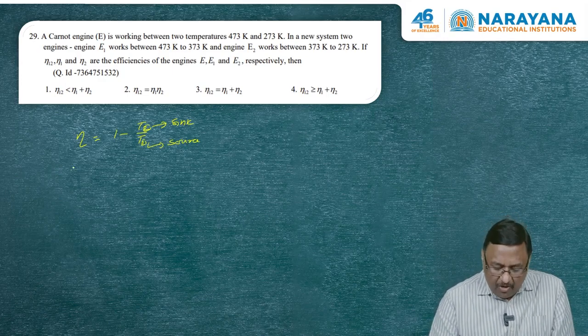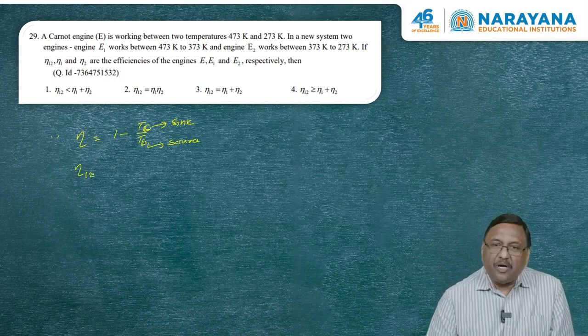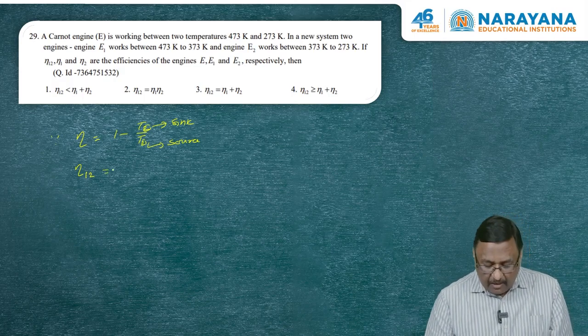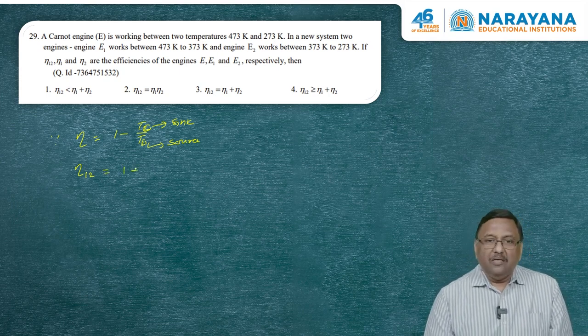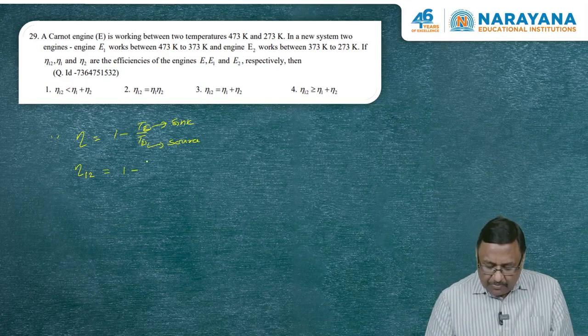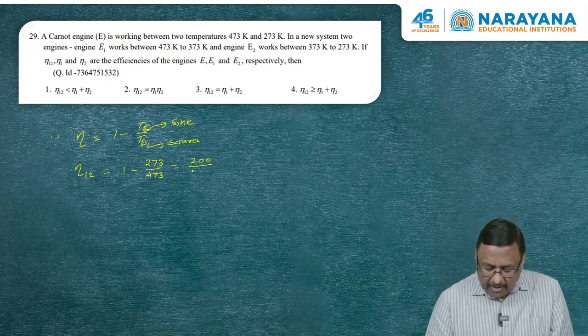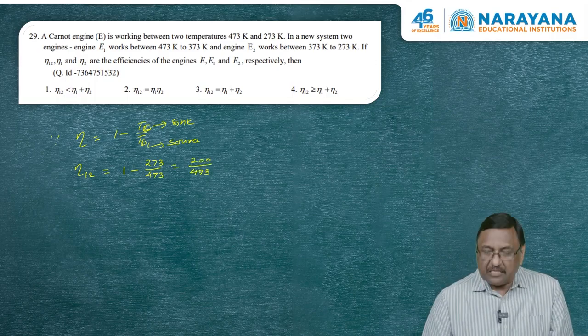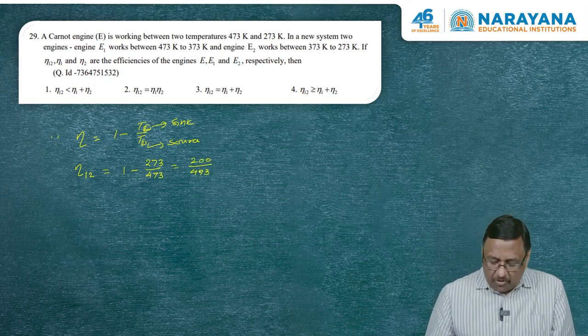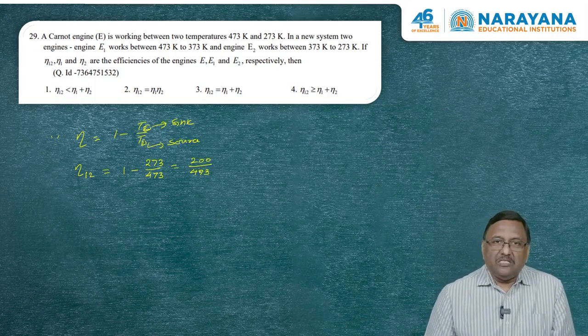That means if I write what is the efficiency of the engine E, this is denoted by eta 12. So if I write eta 12, it is going to be 1 minus, the temperatures given over here are 473 and 273. That means my temperature of sink is going to be 273 divided by 473. If I simplify, this is going to give you 200 divided by 473. I hope this is very easy for you to understand what is the efficiency of the engine E.